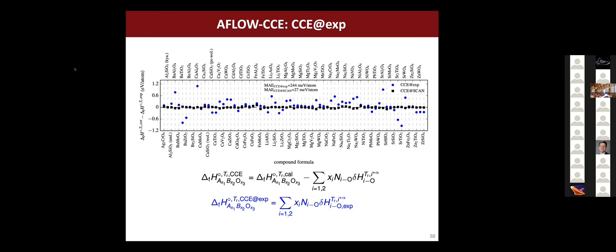And using this correction scheme, we can also get a pretty good estimation of what the formation enthalpy should be for the system. That's what the CCE at experiment is. We're going to focus a little bit more of this in the exercises, but based on the correction schemes, we can actually calculate what the formation enthalpy is to a certain amount of error, to about within 250 MeV per atom. So even if you don't have the DFT formation enthalpies, you can actually resolve to within some error what the formation enthalpy should be using this correction scheme.